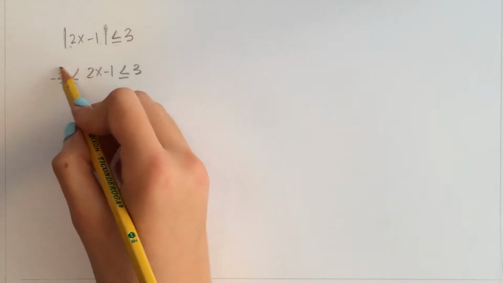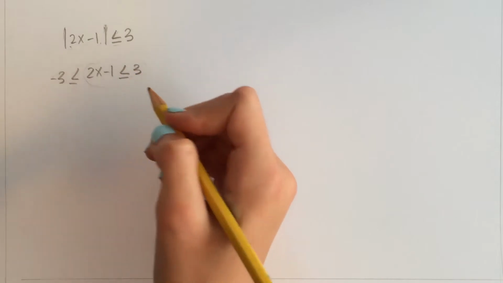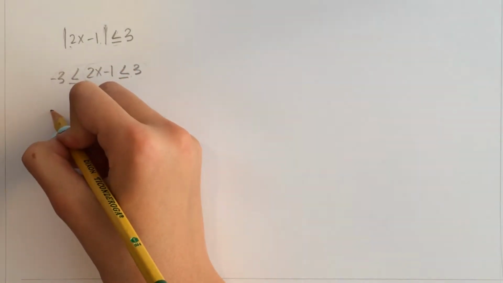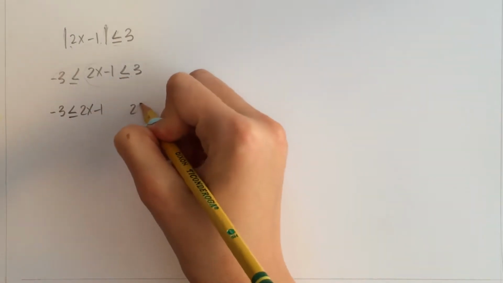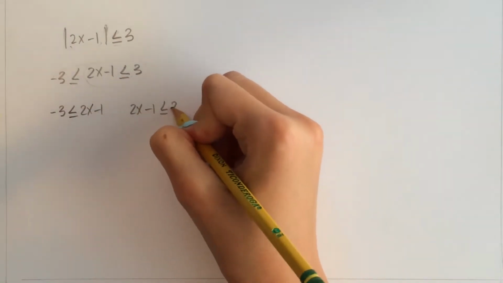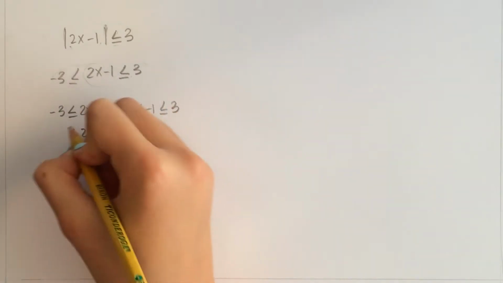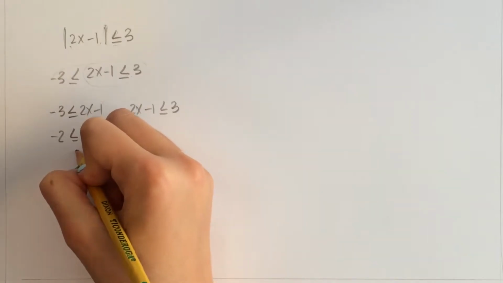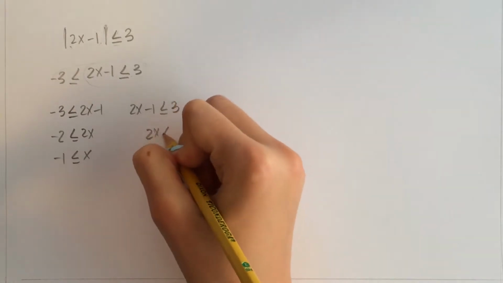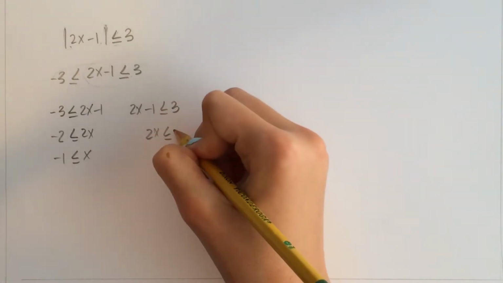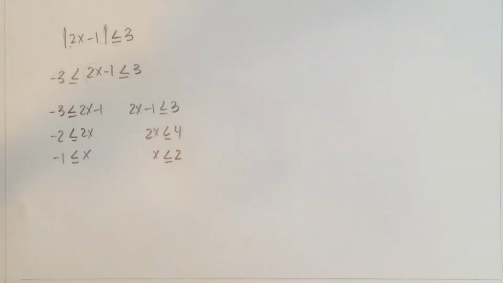So here we can see that we have two inequalities, this one and that one, and we can just separate them and go ahead and solve them individually. So we have this one right here, and we have this one right here. Okay, so let's solve them. 2x is greater than or equal to negative 2, x is greater than or equal to negative 1. Now we have to add 1 to both sides for x smaller than or equal to 2.